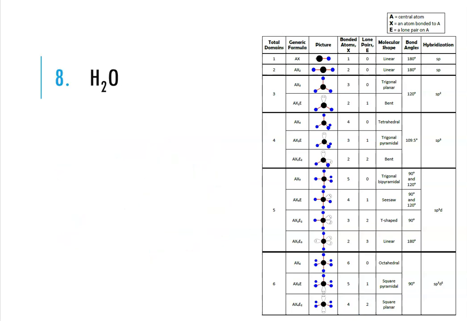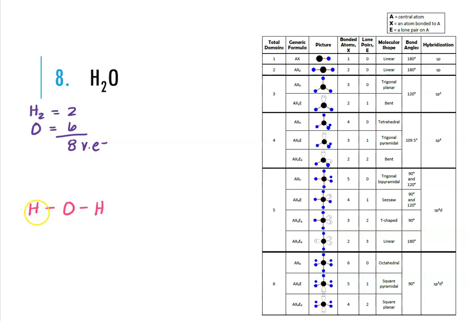Next up, H2O. Hydrogen is in group 1, so each one has 1 electron, so it's a total of 2. Oxygen is in group 16, so it's 6, for a total of 8. Normally, our central atom is first, but here we only have 1 oxygen, whereas we have 2 hydrogens, which means that oxygen has to be the central atom. So the central atom won't always be first, it usually is, though.